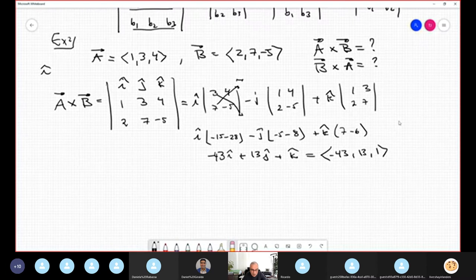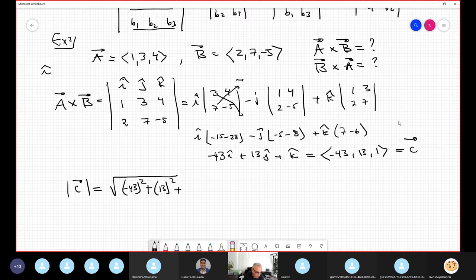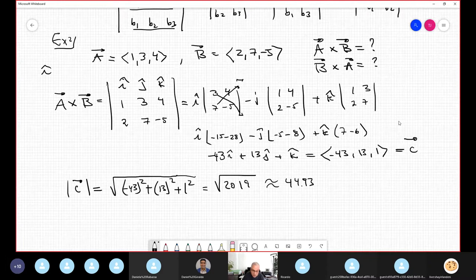Entonces, bueno, professor, I understand that, but it's too long and complicated. No. We're using GeoGebra, for example, a graphical calculator, either way. However, let me try the interpretation. What is the interpretation of this vector? It's a vector C, no? So you find the magnitude of the vector C. The magnitude of the vector C is the square root of negative 43 squared, plus positive 13 squared, plus 1 squared. Yes, just 1. And the answer is the square root of 2019. But that doesn't give me much sense. You round it, you put it in the calculator, it's 44.93. And this number represents the area of the parallelogram formed by the vector A and the vector B.